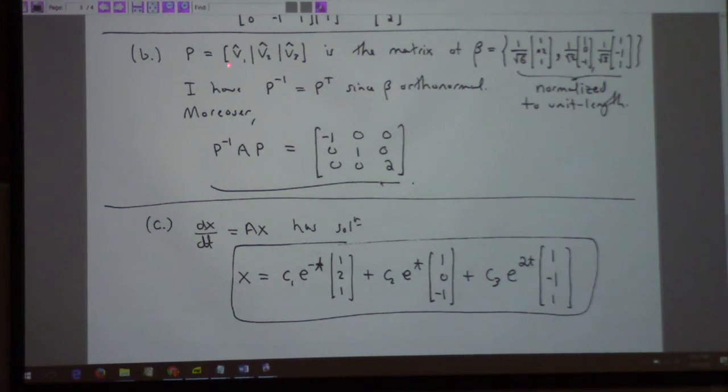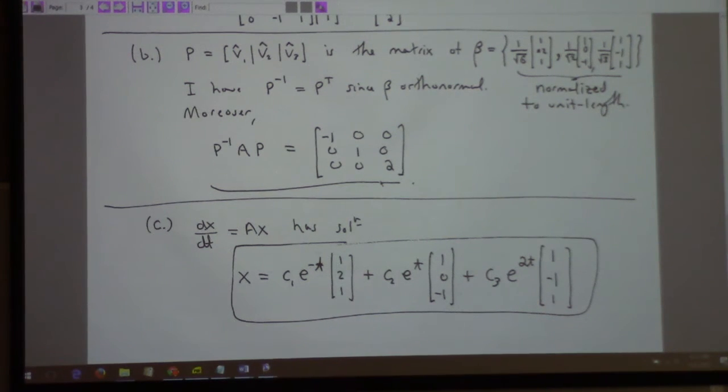That means I'm turning them to unit vectors and normalizing them, right? So 1, minus 2, 1 has length square root of 1 plus 4 plus 1, which is square root of 6. This one, 1 squared plus 0 squared plus minus 1 squared, square rooted, is square root of 2. And this guy has length root 3. So I have to divide by their lengths to normalize them. The reason I'm doing that is so that I have P inverse as P transpose. And so then P inverse AP would be equal to that, right?